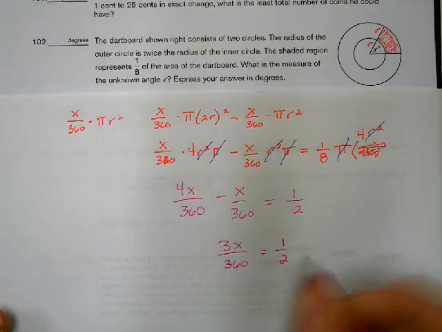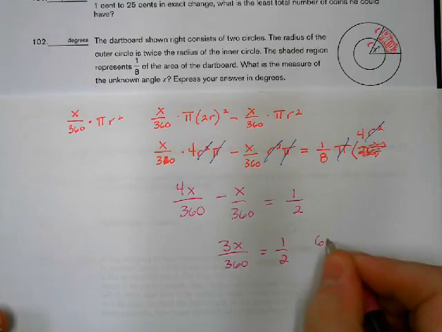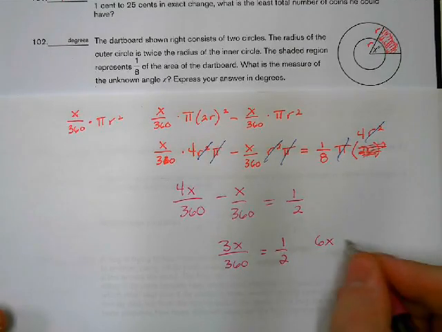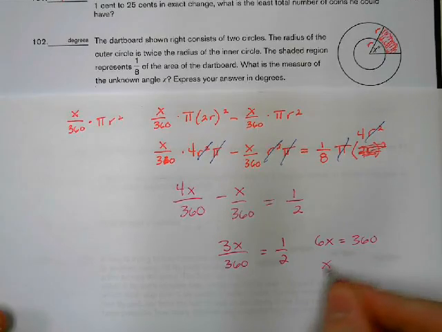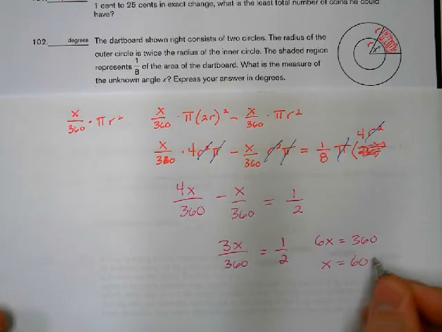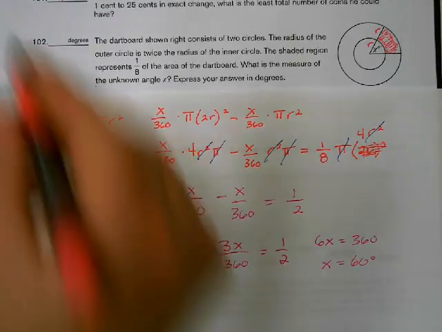I could reduce here. I'm just going to do cross products at this point. 3x times 2 is 6x. 360 times 1 is 360. Divide by 6 on both sides. X is 60. So that angle must be 60 degrees. It's kind of some fun math that they had us do. So that's just kind of knowing formulas and then knowing that you can reduce these, and then it becomes a much simpler problem. 60 degrees is their answer.